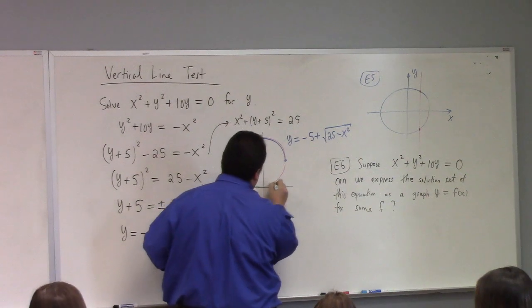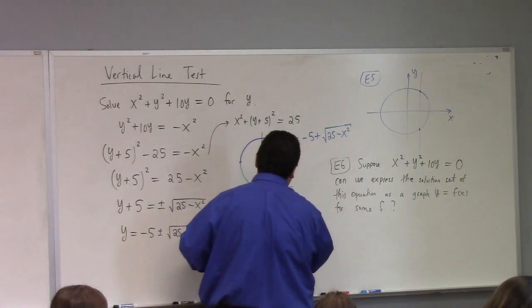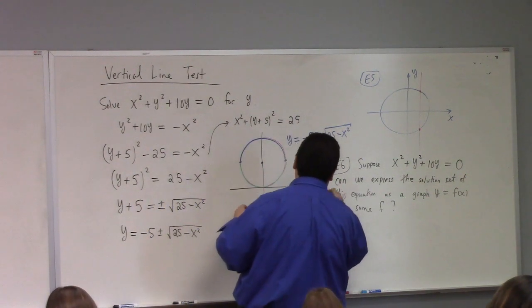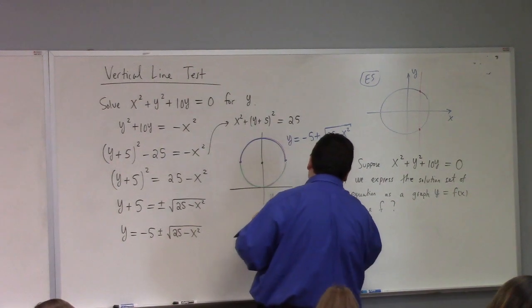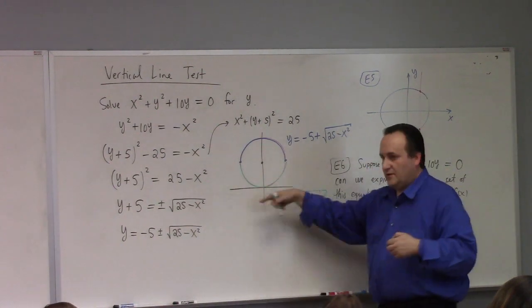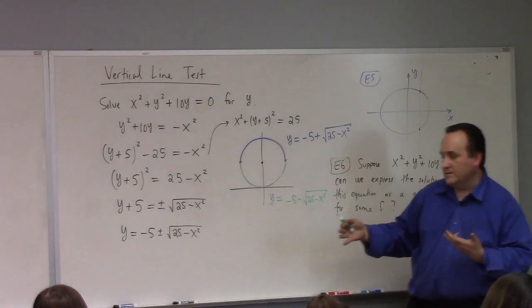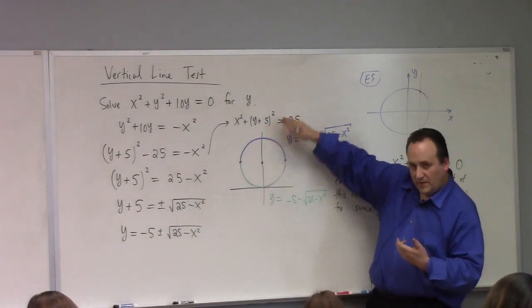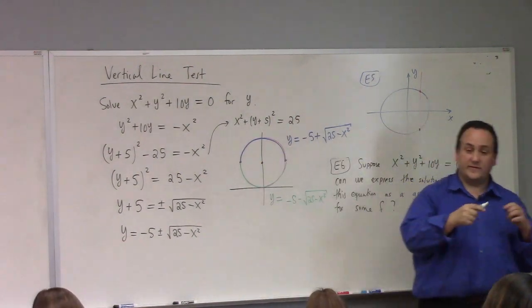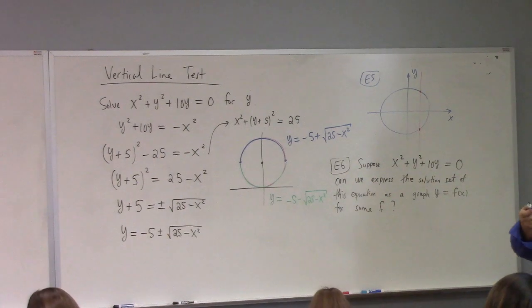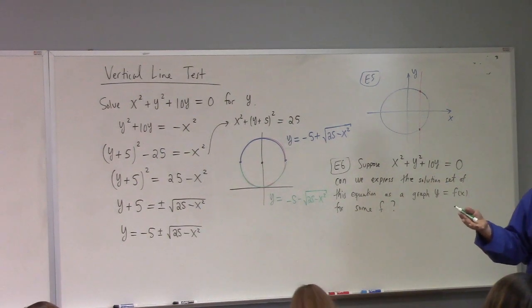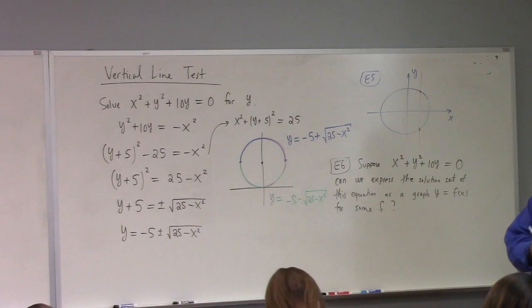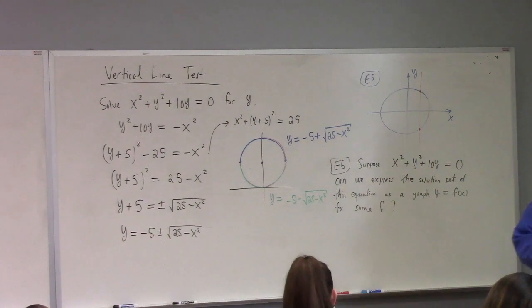All right, sorry, getting back to math. Y equals minus 5 minus the square root of 25 minus x squared. That's the lower half, right? So the algebra actually gives you the upper and lower half. For a circle, it's the graph of two functions. If you take the union of those two graphs, you get the whole circle.